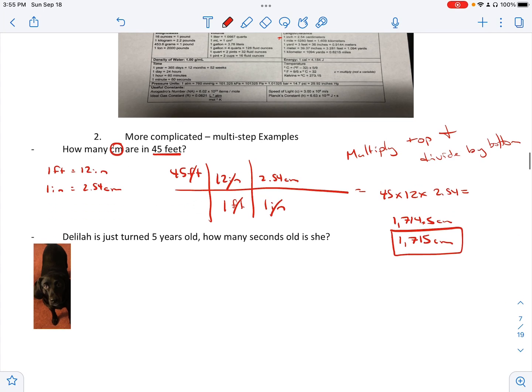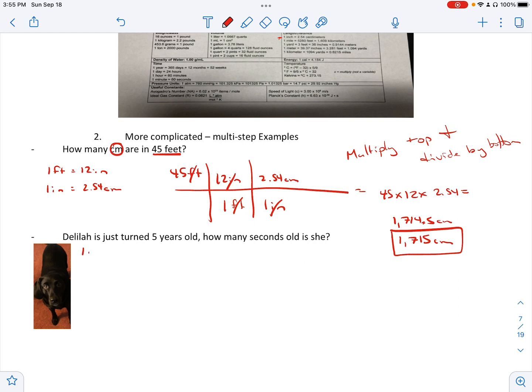There's Big D on the left side. She just turned 5 years old. I want to know how many seconds old is she? And we should probably put this in scientific notation because it's going to be a little aggressive. So this one is going to be down below the density of water, and there's the time section. You probably know all of these, but let's see how we do.